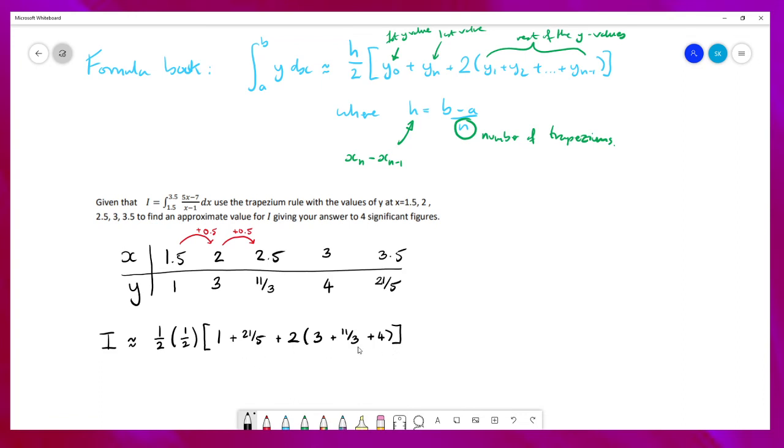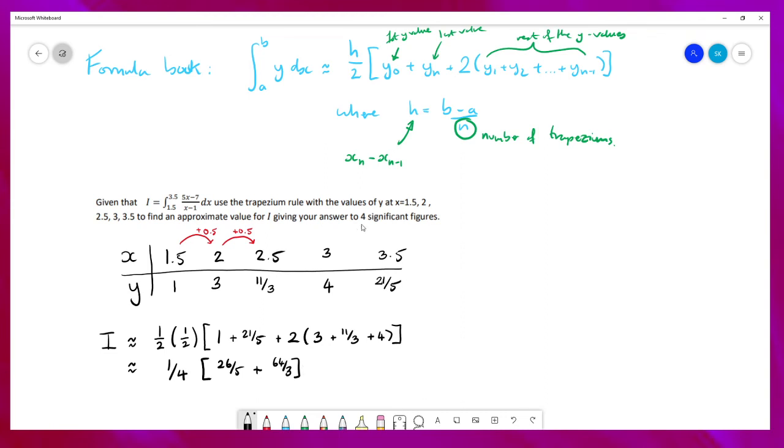From here, you can just put the whole thing in your calculator, but personally, I prefer to take an extra step just to do a little bit more working. Effectively, I just calculate what's inside the bracket first, and then work it all out after that. So 1 plus 21 over 5, we get 26 over 5. This bit, 2 times 3 plus 11 over 3 plus 4, we get 64 over 3. And then from there, I just stick it in my calculator.